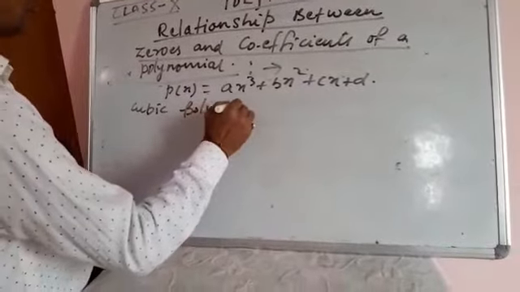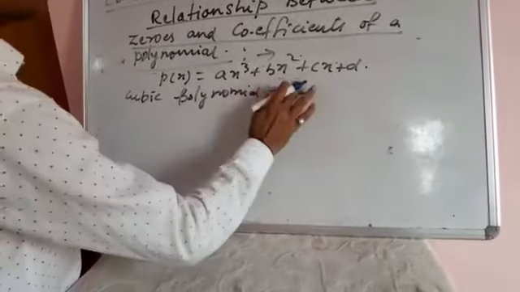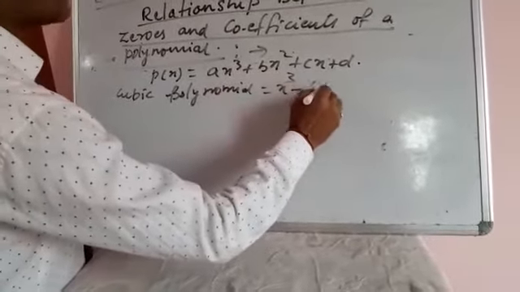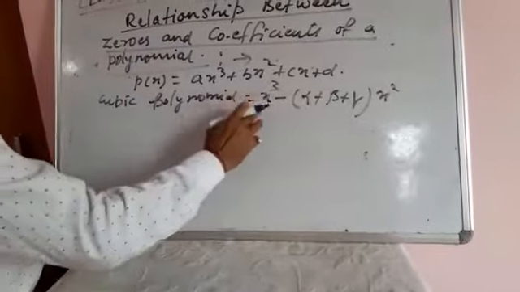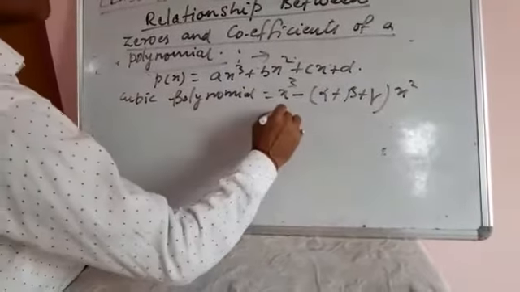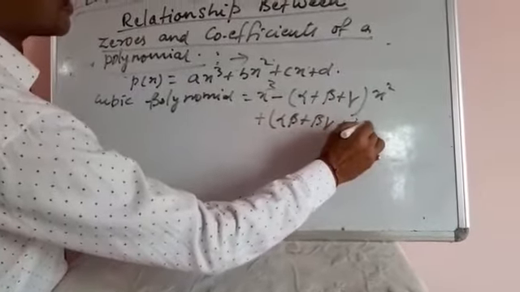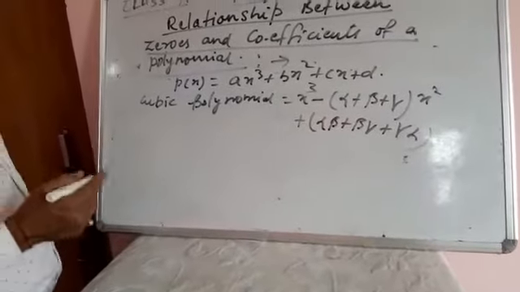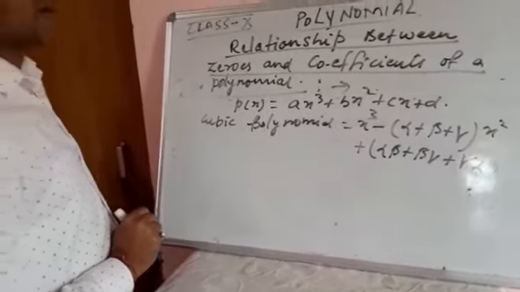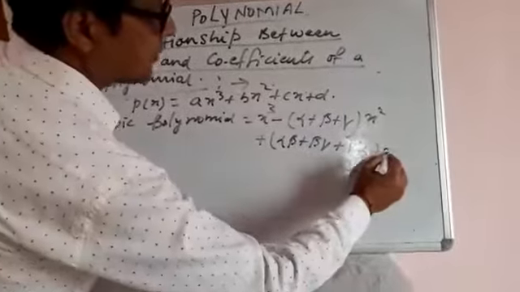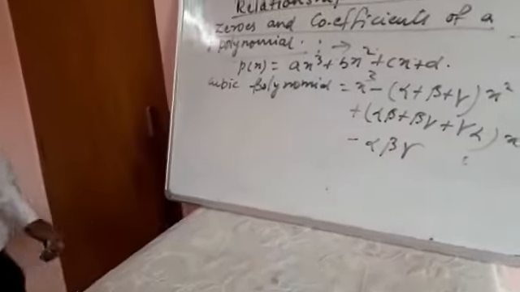The formula to form a cubic polynomial we have, it starts with x cube minus (alpha plus beta plus gamma) x square plus (alpha beta plus beta gamma plus gamma alpha) x, minus alpha into beta into gamma. Here a third Greek letter is being used, gamma, because it has 3 zeros: alpha, beta, gamma. So this is a way to form the cubic polynomial.